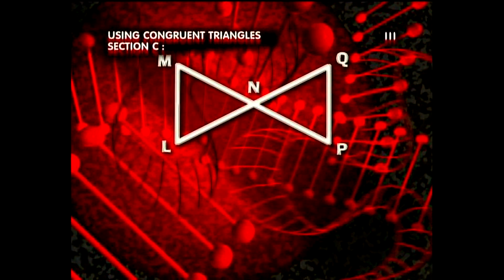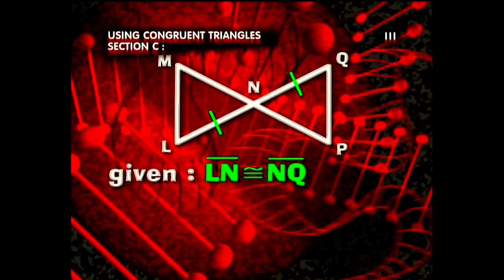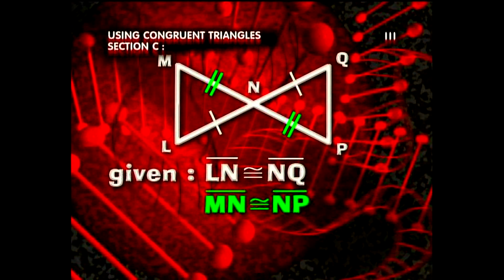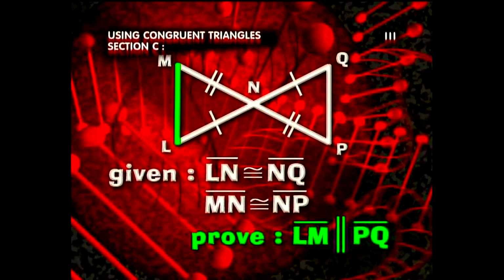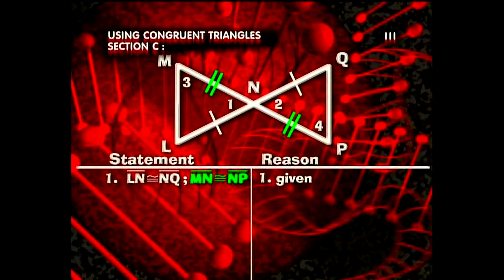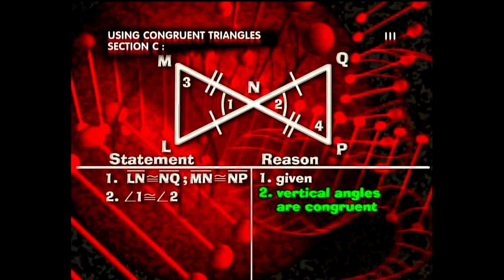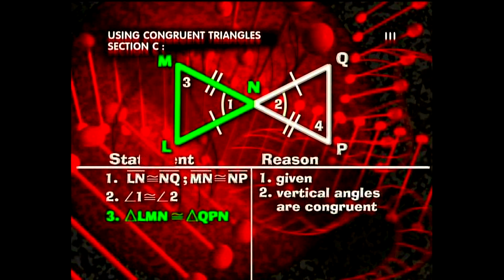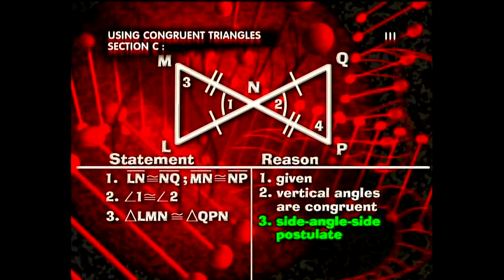Here's our pair of triangles. Given that LN is congruent to NQ and MN is congruent to NP, we'll prove that LM is parallel to PQ. First, we'll state our given information. LN is congruent to NQ, and MN is congruent to NP. Second, we know that angle 1 is congruent to angle 2 because vertical angles are congruent. Now we have two pairs of sides and a pair of angles established as congruent. So we can say that triangle LMN is congruent to triangle QPN because of the side-angle-side postulate.